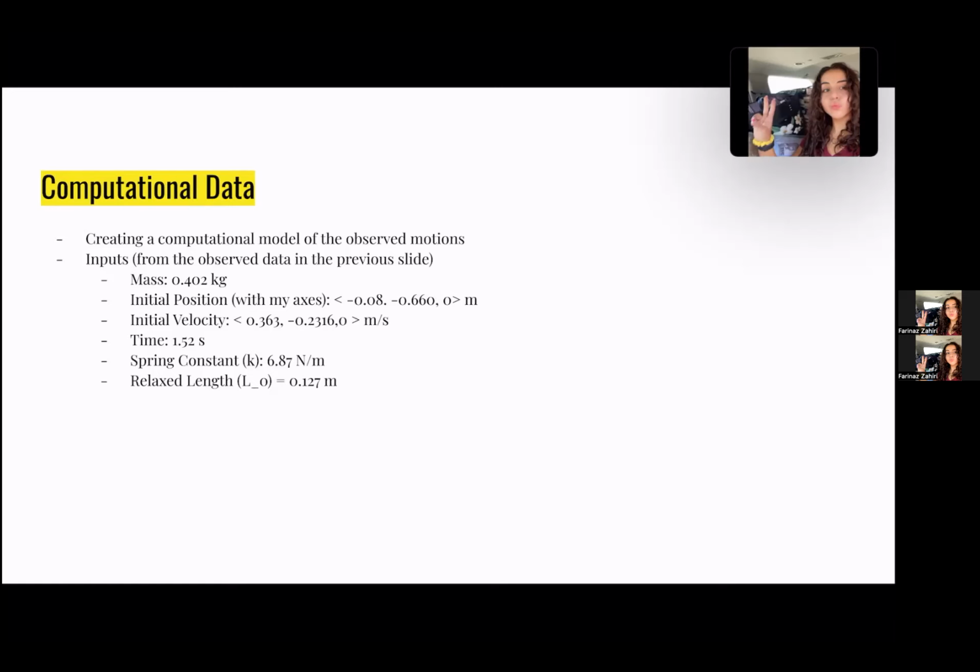All this information can be related back to the spring. So using Hooke's law, we are able to calculate the spring constant, which was 6.87 newtons per meter, and the relaxed length is 0.127 meters.